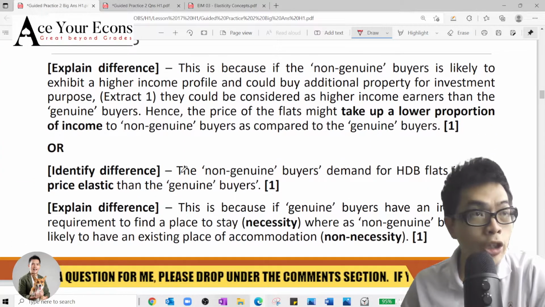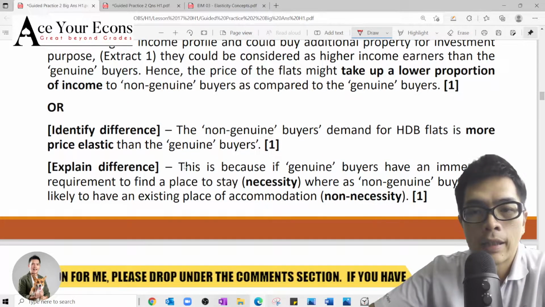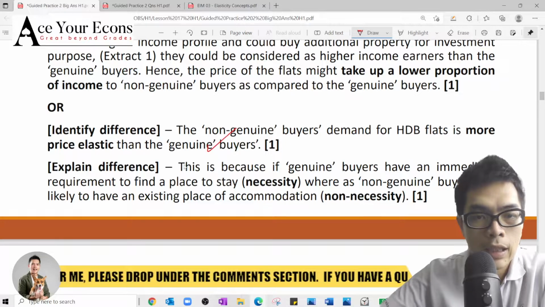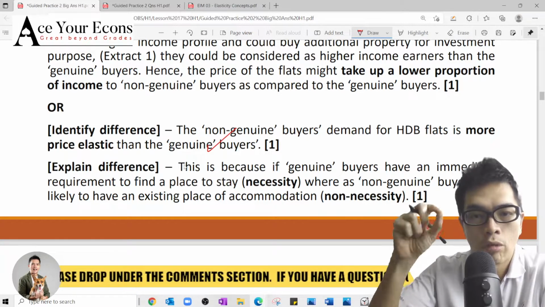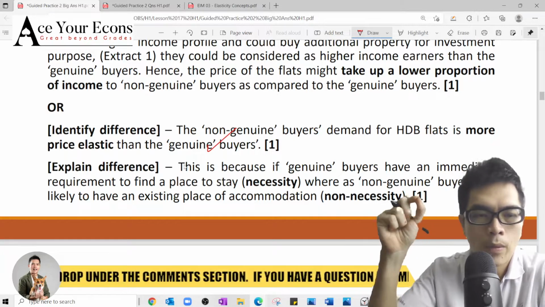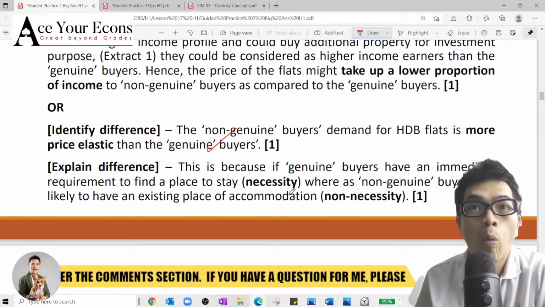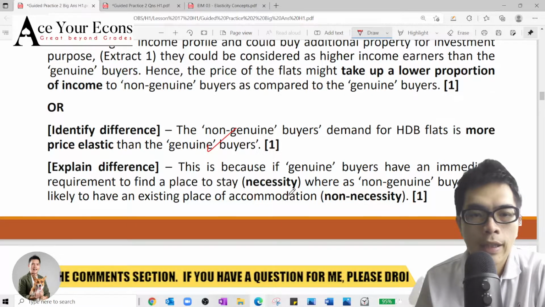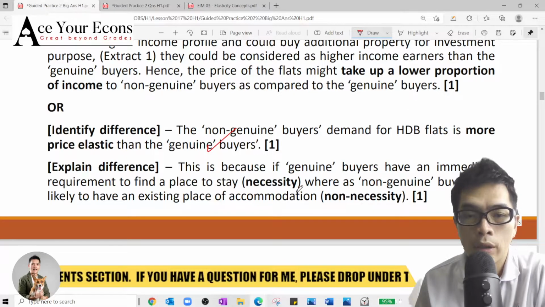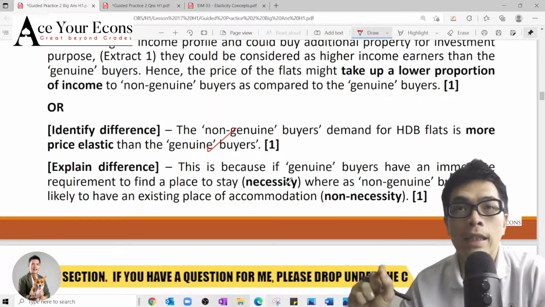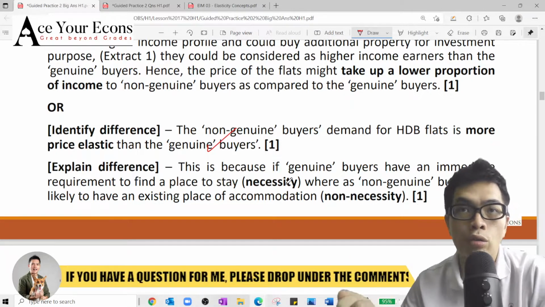Alright, so as mentioned earlier by Alice, non-genuine buyers' demand is more price elastic. You need to state that. If not, you can state that genuine buyers' demand is more price inelastic. And you need to list down why one is more elastic and why one is more inelastic. So the justification is important. If you state necessity alone, you won't get the credit. You have to contextualize.